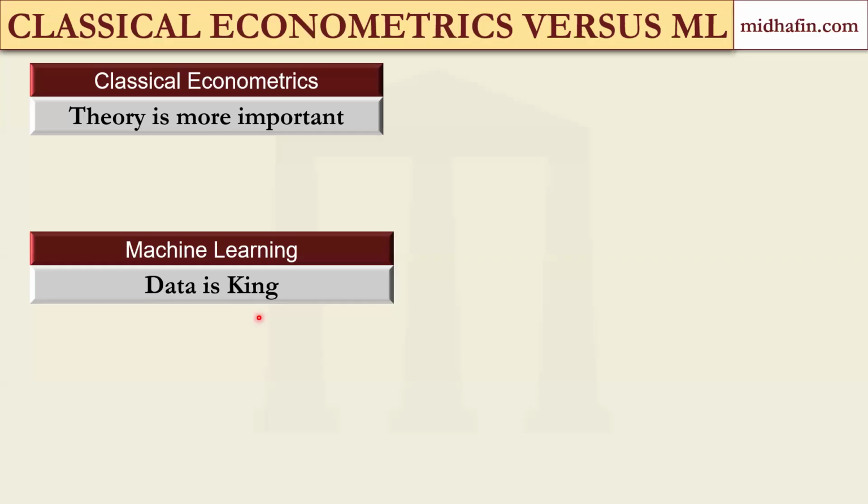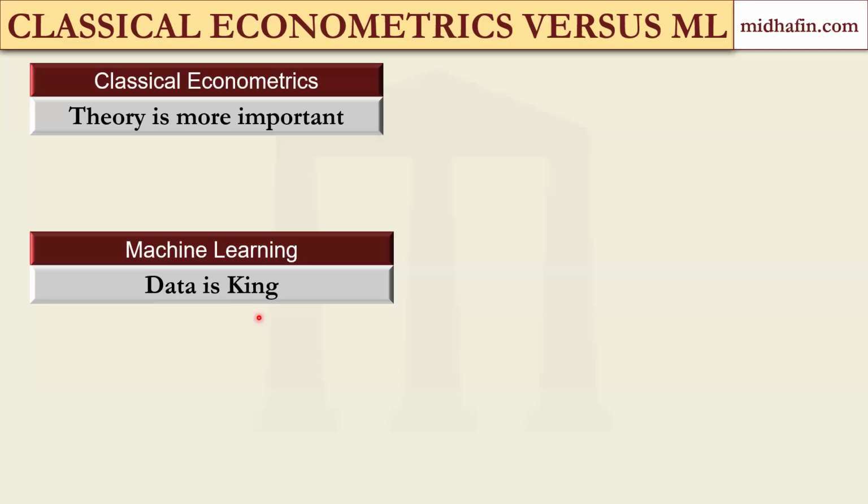So machine learning is about pattern discovery. Machine learning is about predictive power. And of course, it can sometimes come at the cost of interpretability. You are not very concerned about interpretability, whereas in classical econometrics, the emphasis was on interpretation.